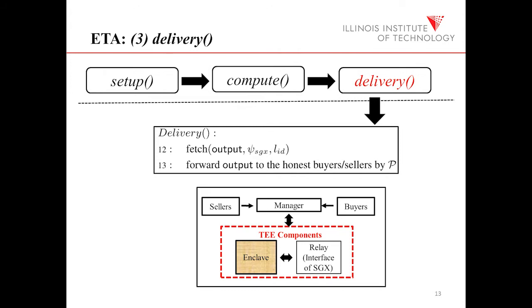The last phase is delivery. Once execution has been completed inside the TE, the output for all buyers and sellers in the divisible double auction is generated, and a signature is provided to prove its computation correctness. As a result, the output messages will be delivered to the corresponding honest buyers and sellers by the manager.